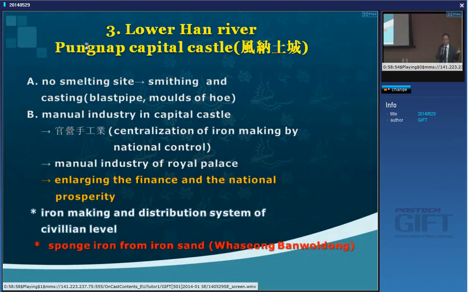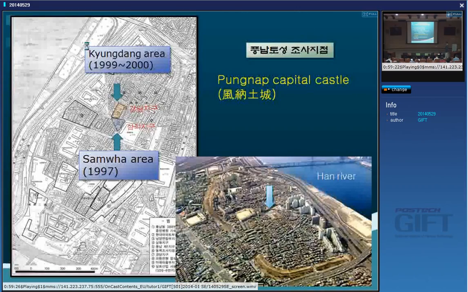And the manual industry of the royal place, from that base, the nation enlarged its finance and national prosperity. But finally, I'll explain the iron making and the distribution system of the civilian level, the peripheries' character. Let's see Pungnap Castle.